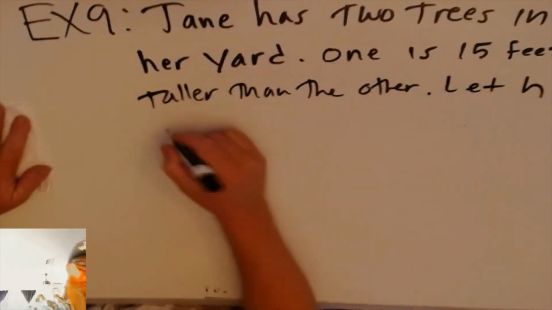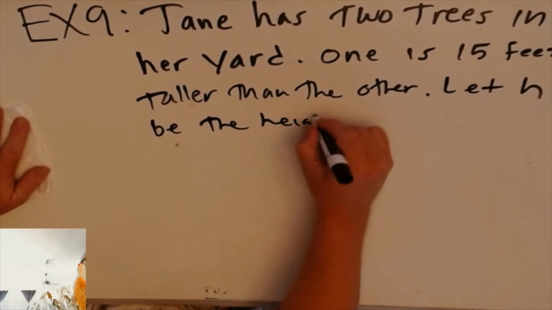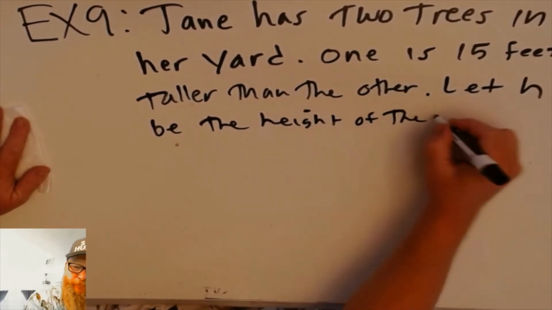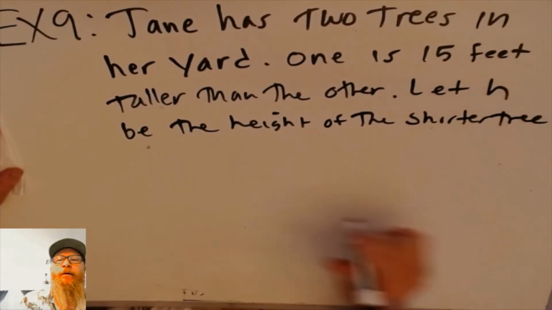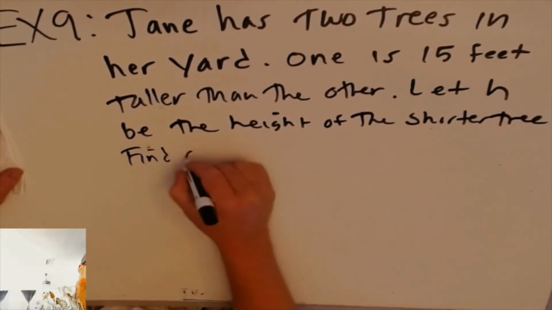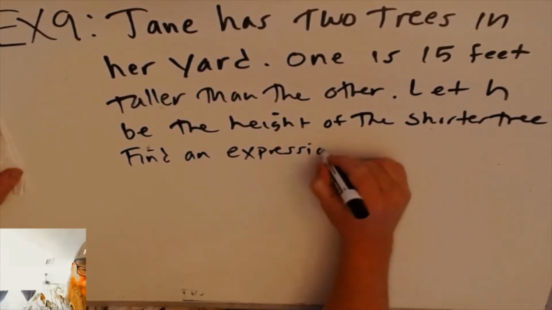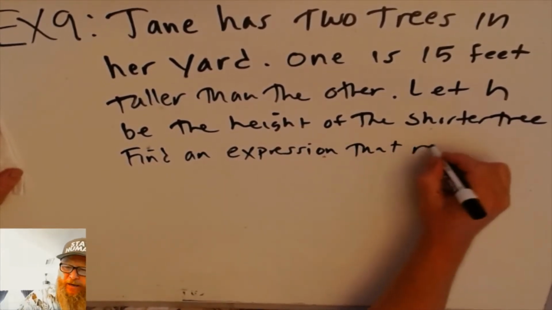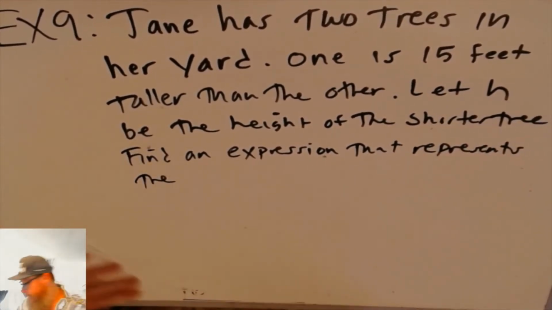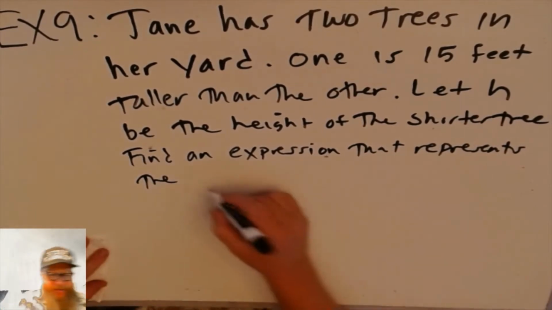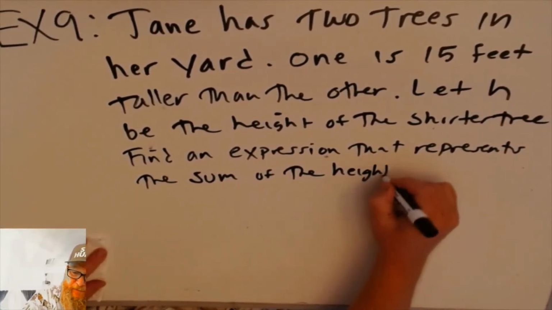Let H be the height of the shorter tree. Find an expression that represents the sum of the heights of both trees.